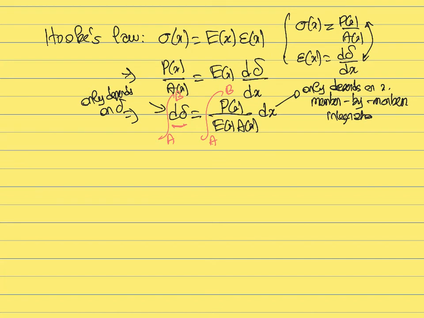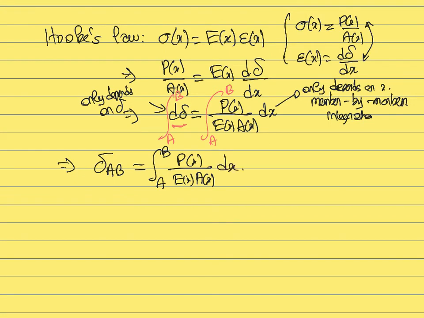So if we do this, what do we get? First, if we integrate the infinitesimal elongation between A and B, what we will get is the total elongation between A and B of the beam. And then on the right side, we have the integral between A and B of the ratio of the load divided by Young's modulus divided by cross-section, times dx.